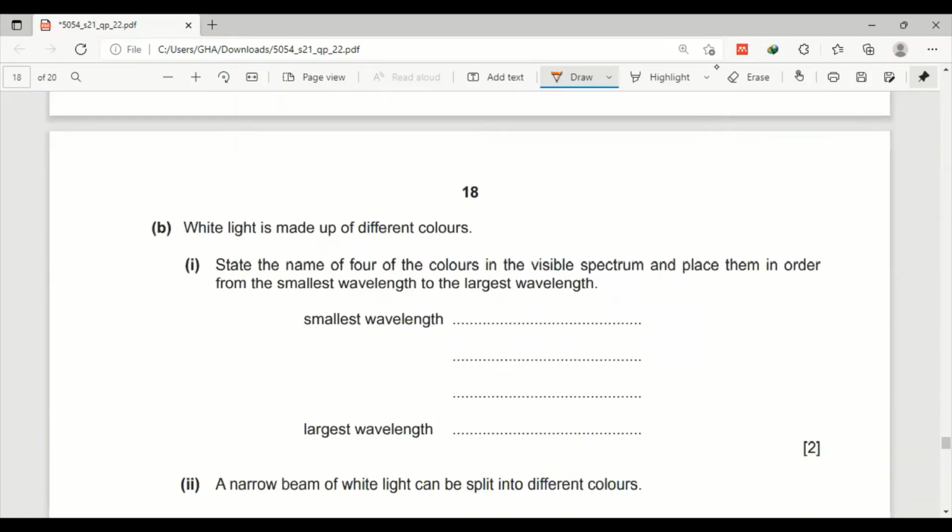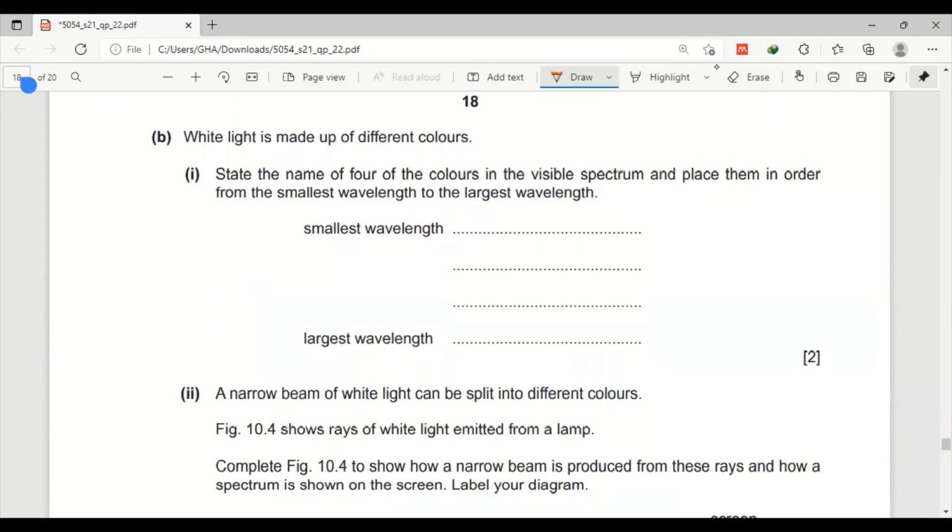Next, white light is made up of the different colors. State the name of 4 of the colors in the visible spectrum and place them in order from the smallest wavelength to the largest wavelength. So the white light has these colors.